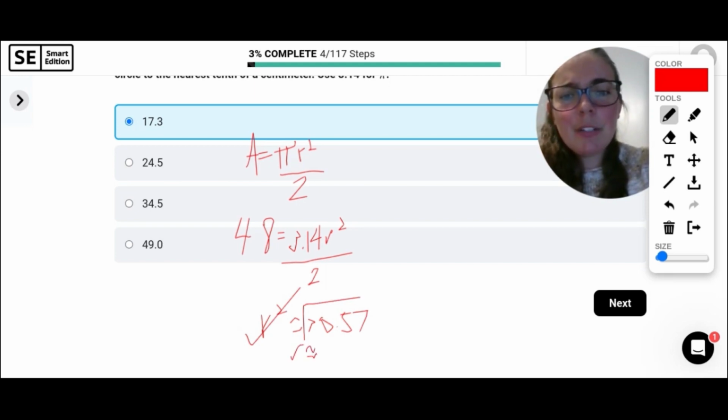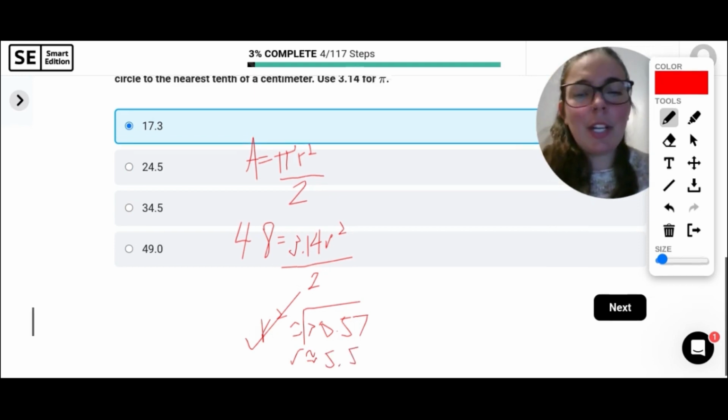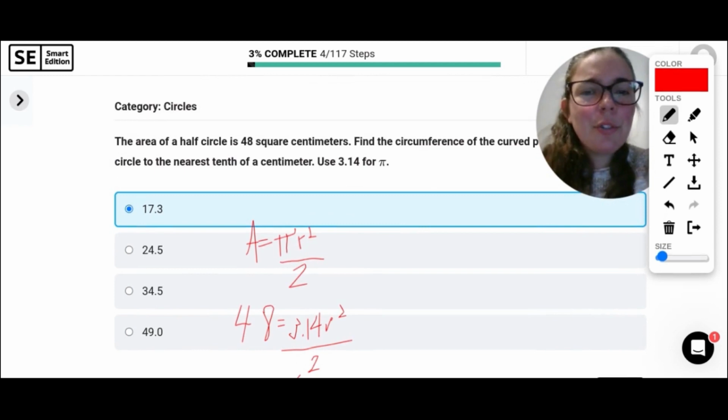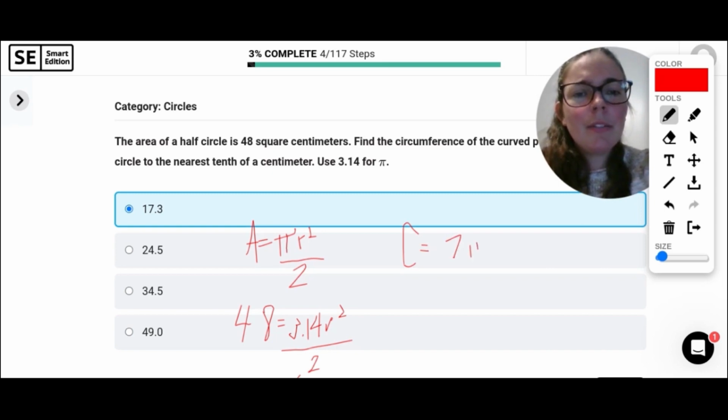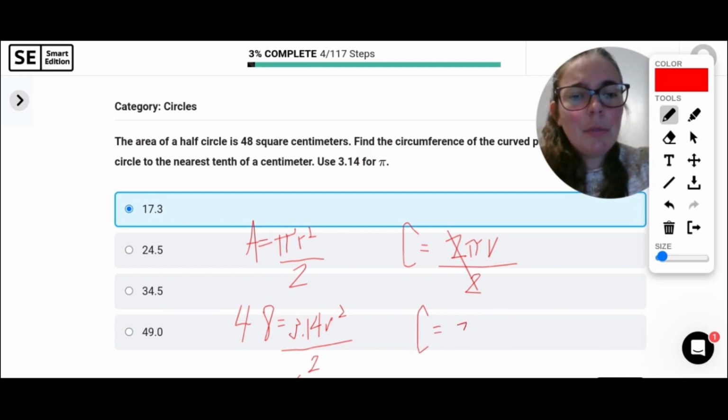So if my radius is 5.5, let's go back to our formula sheet and see if we can use that to help us with our circumference. There are 2 formulas for circumference, pi times diameter or 2 pi times the radius. So we can actually plug the radius in here. And remember, again, this is half of a circle, so we have to actually divide by 2, which will make this end up canceling out. So all we have to do is the circumference is going to equal 3.14 times 5.5.